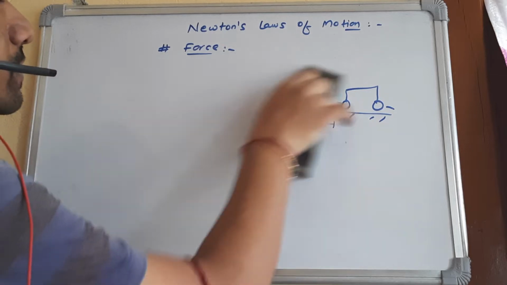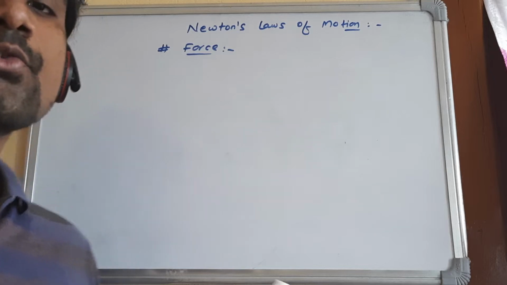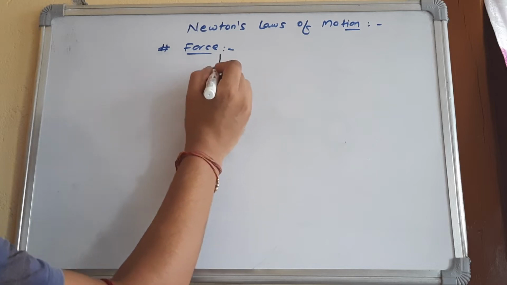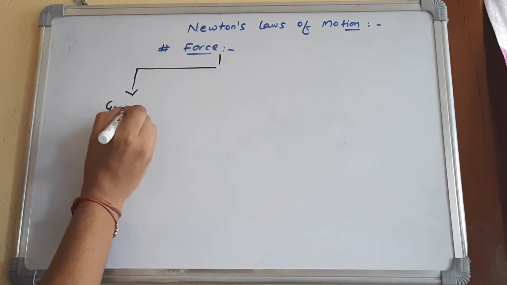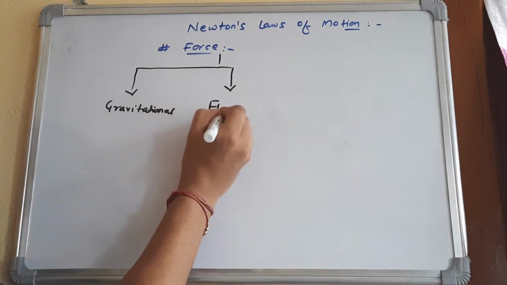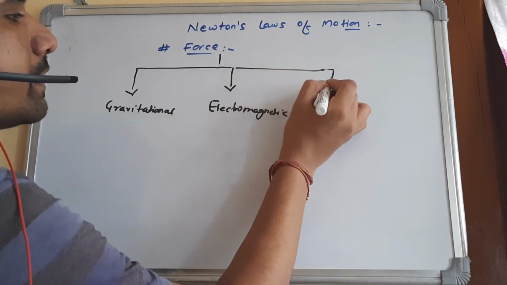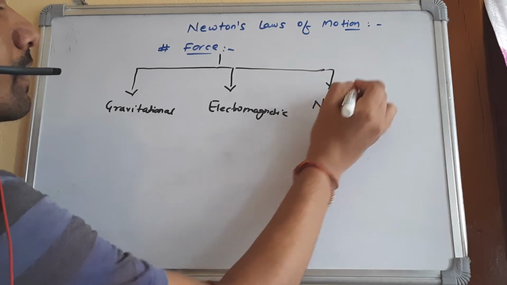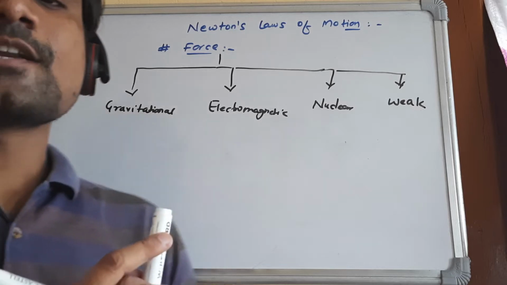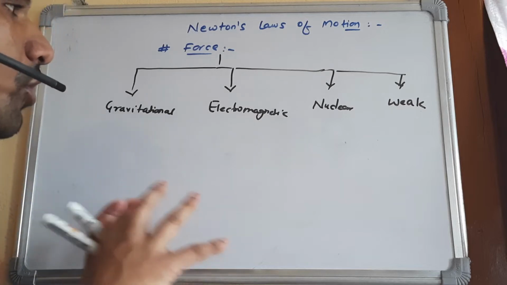Talking about forces which exist in nature, they are classified into four major groups. First is gravitational force. Second is electromagnetic force. Third is nuclear force. And fourth is a general classification called weak force. So these are the four major brackets in which forces in nature are classified. Let's talk one by one about all of these.